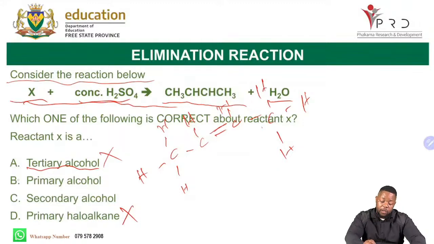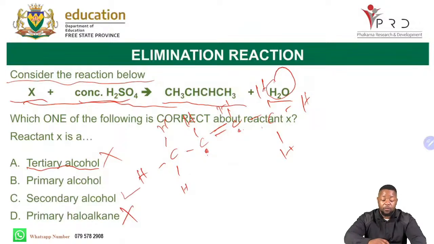Now, if we look at the carbons where the hydroxyl and the hydrogen were removed from to form water, we see that this carbon was affected and that carbon was affected. And if the hydroxyl was in between this carbon and that carbon, it means that carbon was bonded to 2 other carbons. And therefore, the best answer here would be a secondary alcohol, not a primary alcohol.